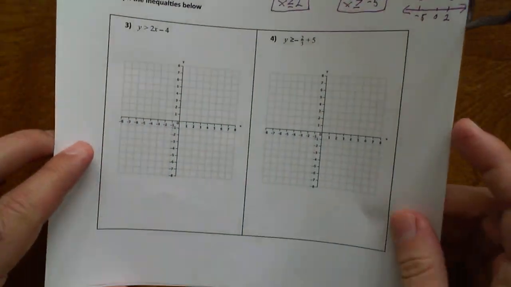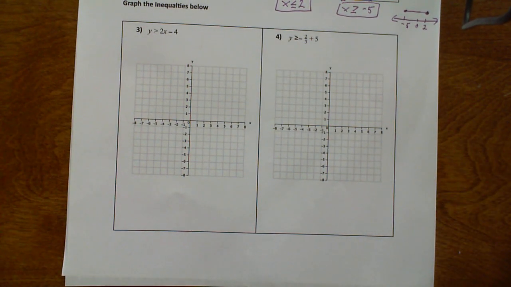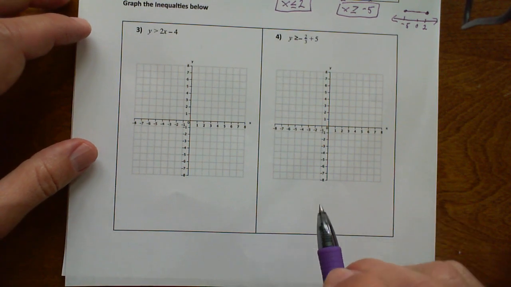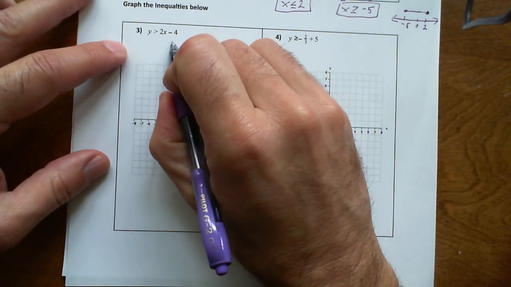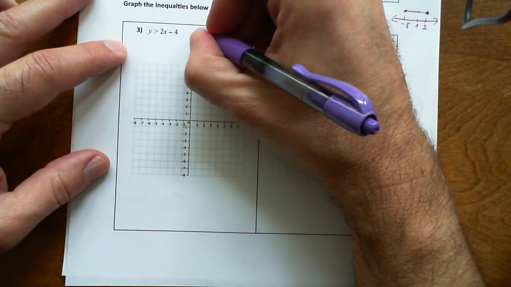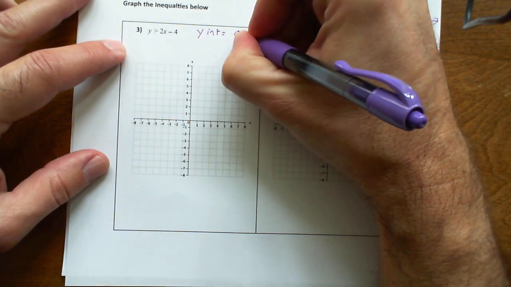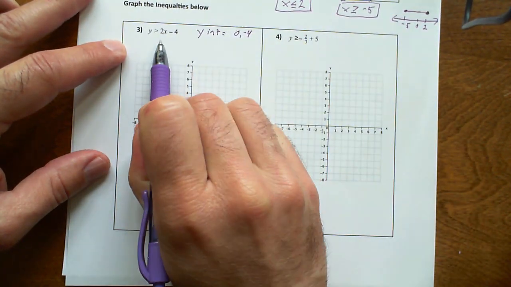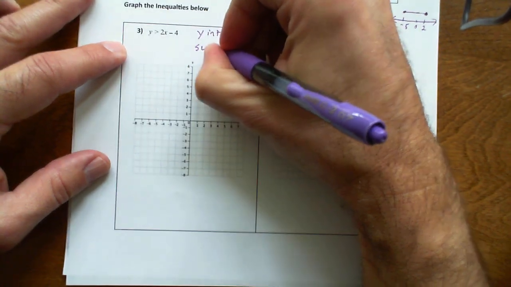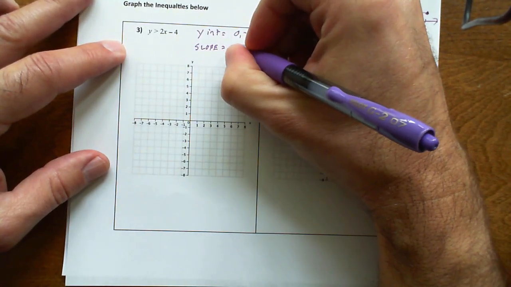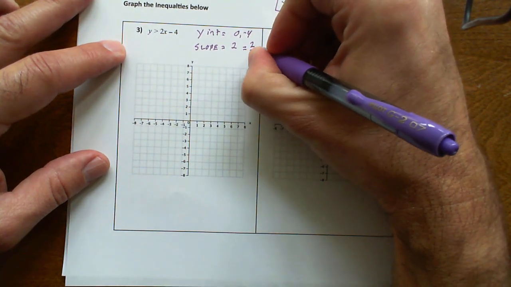Okay, next. Y is greater than 2x minus 4. Go ahead and pause that, see if you can graph this. All right, what do we know? The minus 4 is the y-intercept, 0, negative 4. And my slope is equal to 2, or 2 over 1.